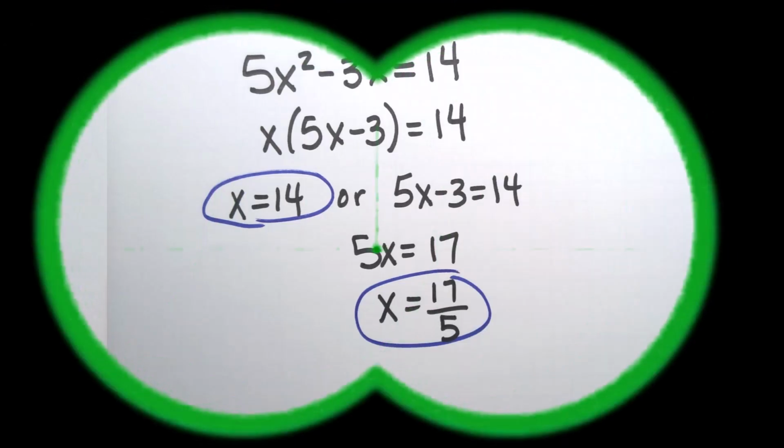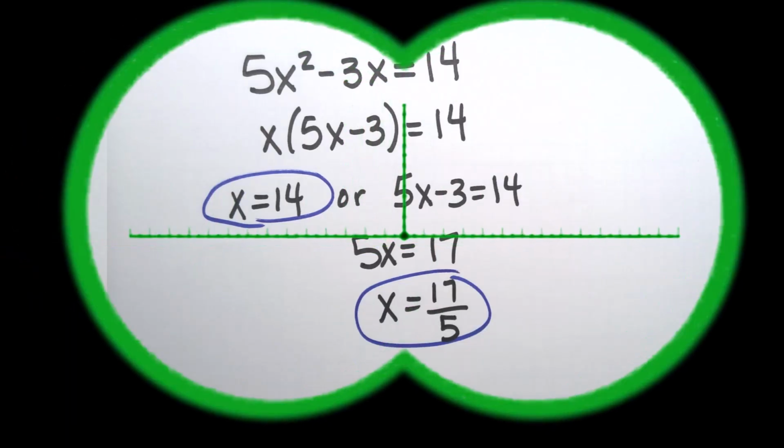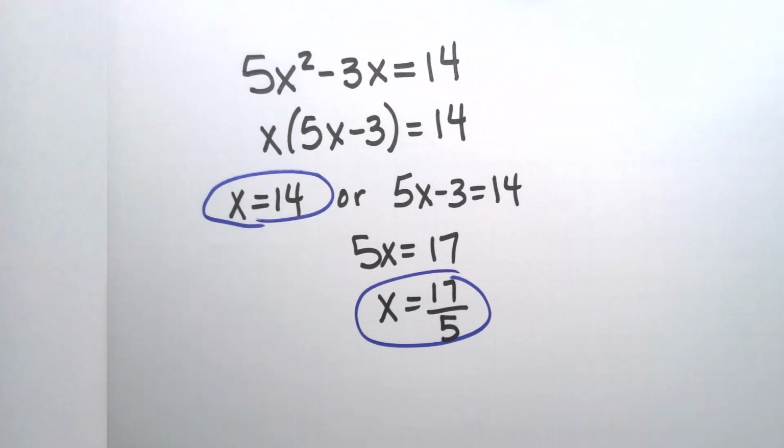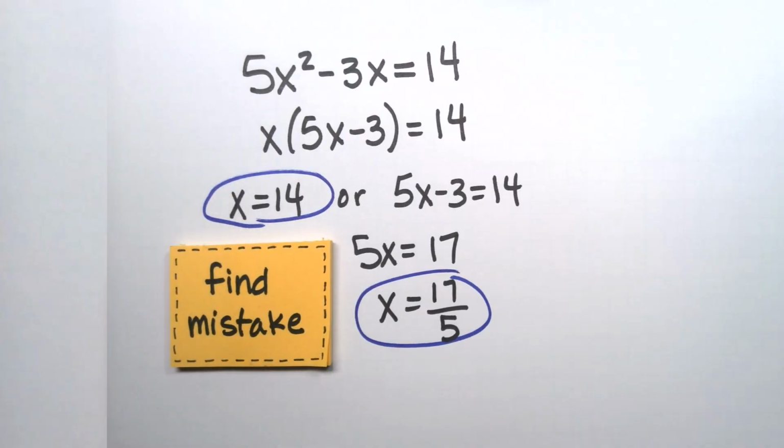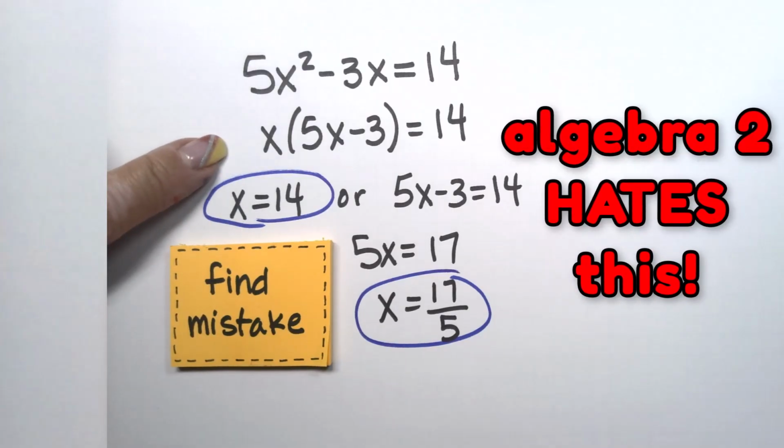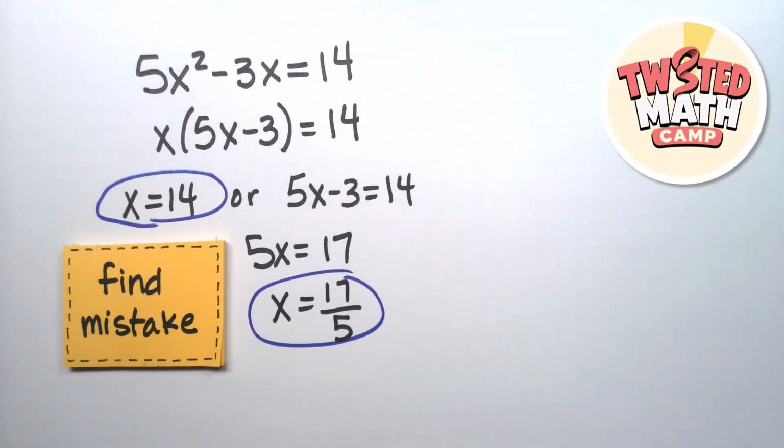Look what we found, a totally twisted equation. Perfect, because at Twisted Math Camp, we hunt down the mistakes and then we untwist the confusion or the things you mislearned in Algebra 1 so that we can get this fixed before you move on to Algebra 2, because Algebra 2 hates this. See if you can find the mistake.